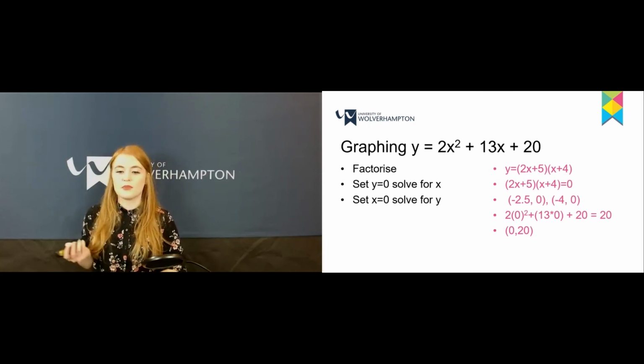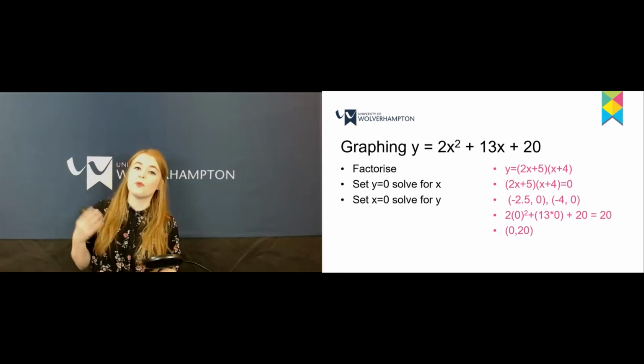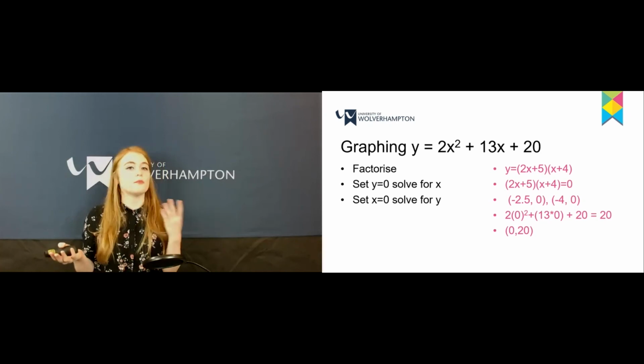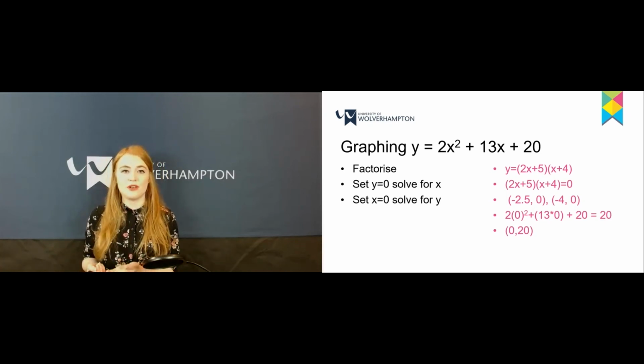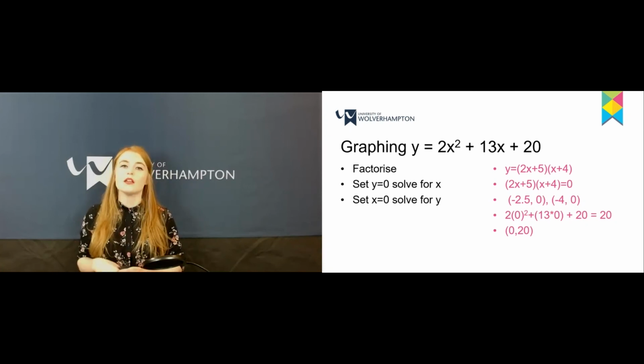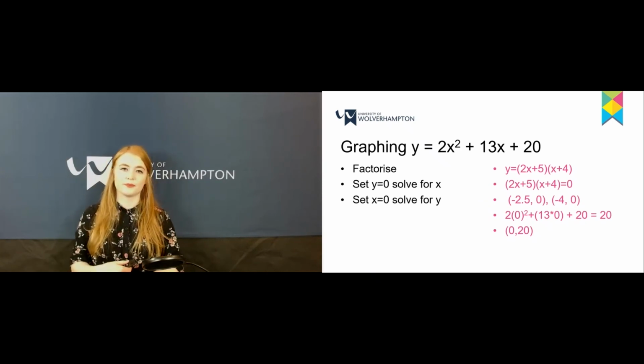Now, how does this help us with plotting? Well, we have coordinates. We have, when y is 0, x is minus 2.5, which is a coordinate. The x coordinate comes first and the y coordinate comes second. And then we have our other coordinate. When y is 0, x is minus 4. So again, the minus 4 comes first in the bracket and the 0 comes second in the bracket.